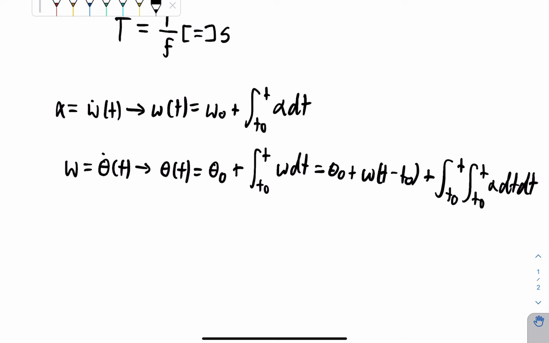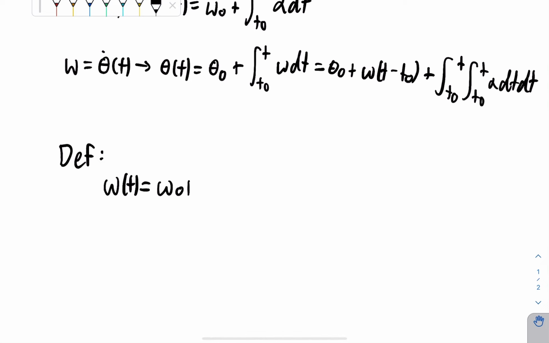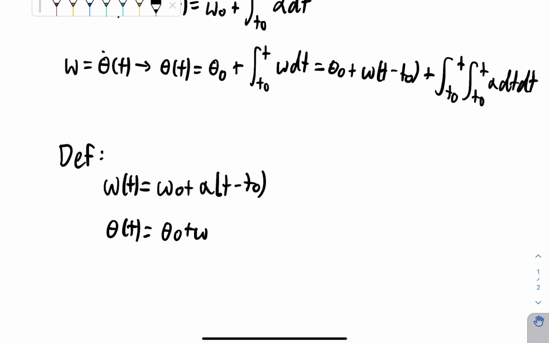If alpha is constant, we will have uniform circular motion, and we will arrive at the following kinematic equations. We will get that omega of t is equal to omega naught plus alpha times t minus t naught. We've seen this many times before. We also have theta of t equals theta naught plus omega naught times t minus t naught plus 1/2 alpha times t minus t naught squared.